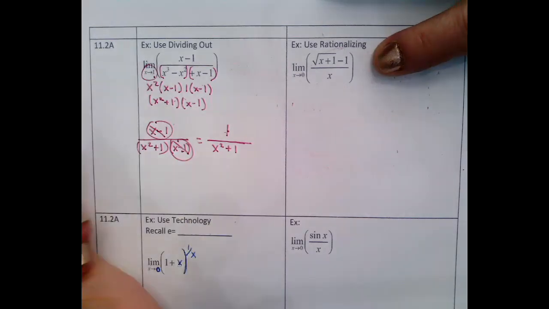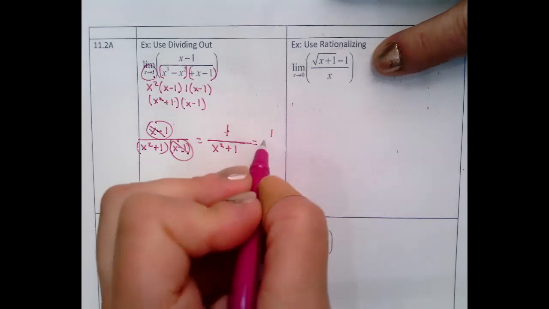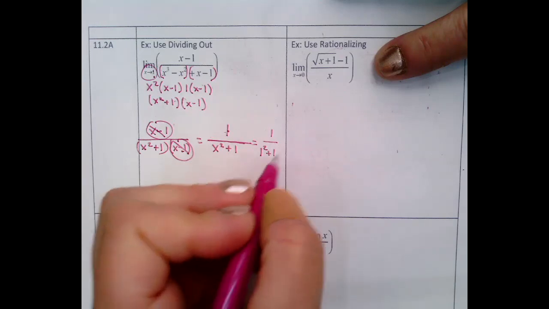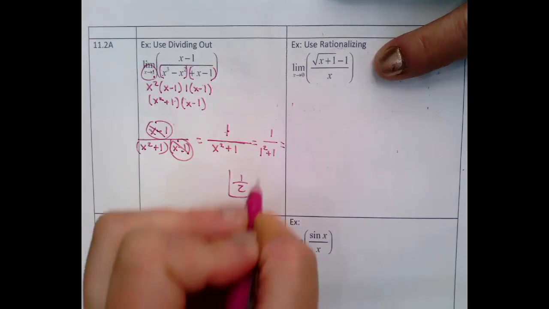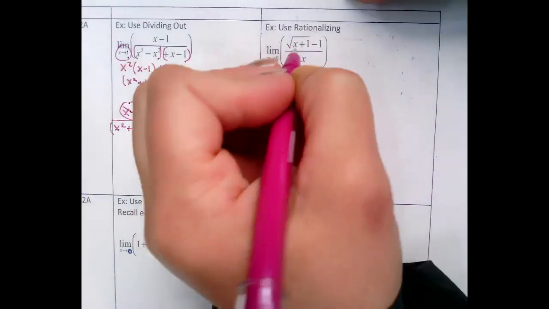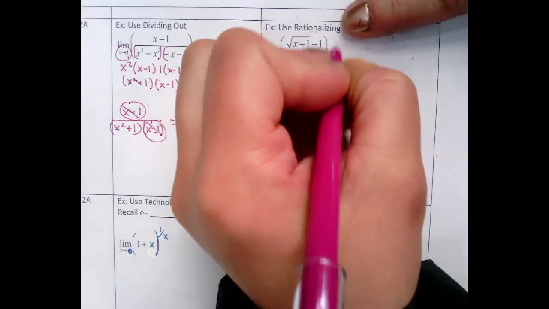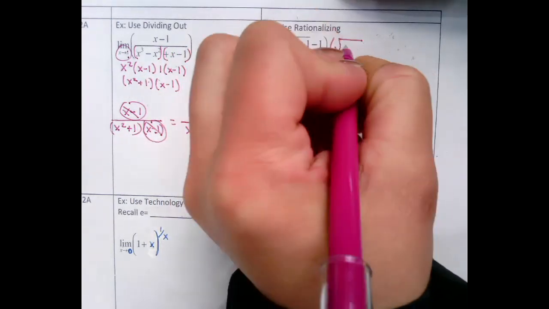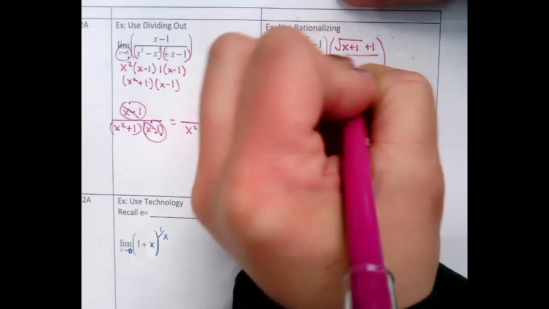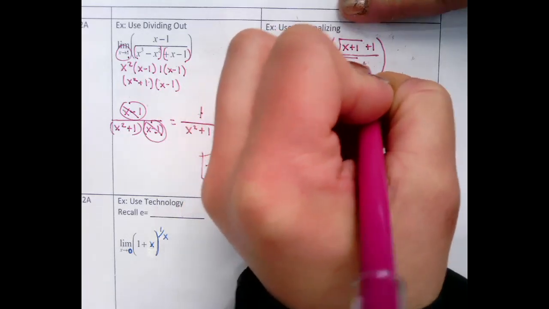So now I'm going to go on ahead and plug that 1 in. Okay, direct substitution. So 1 over 1 squared plus 1 is just going to be 1 over 2, which is 1/2. Okay, let's look at rationalizing. So in the numerator here, I have a radical minus a 1, so I need to multiply by that conjugate. So that's going to be the square root of x plus 1 plus 1. And anything I do to the top, I have to do to the bottom. So the square root of x plus 1 plus 1.